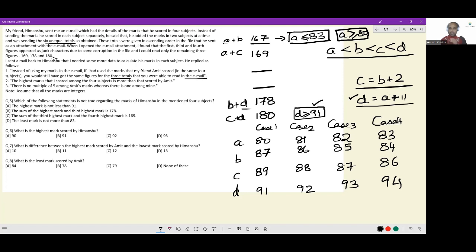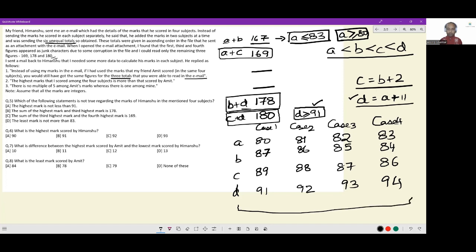Now see, essentially what he's saying is, you would get the same result for A plus C, you would get the same result for B plus D, you would get the same result for C plus D. In other words, simply looking at 169 and 178, he is saying the total summation will be identical for me and for my friend Amit, which is to say, even for Amit, one of these cases is going to be valid.